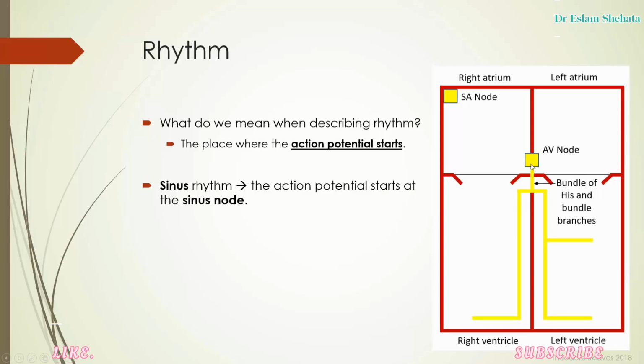Now, if someone says there's an atrial rhythm, it means some part of the atria that's not the sinus node and not the AV node is firing first, and that's where the action potential is starting from. And that's called an atrial rhythm. If the rhythm were to start somewhere in the ventricles, then we would call it a ventricular rhythm.